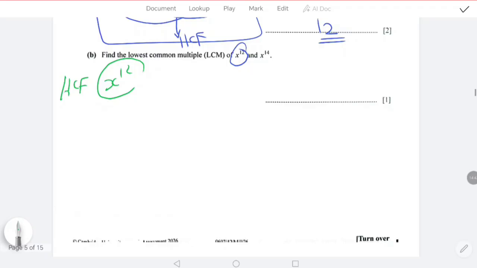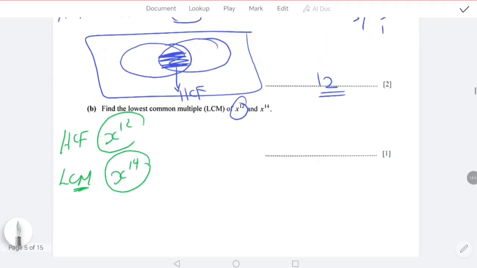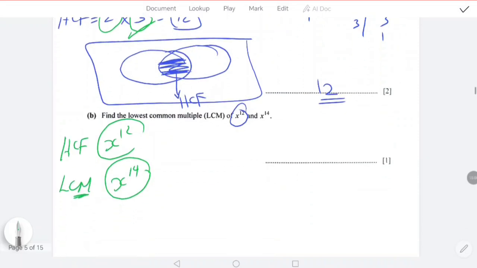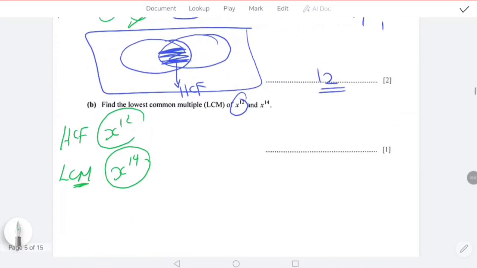Okay, but of course, if I wanted to find LCM, I will take the lowest common multiple, which is x to the power of 14. I will take the big one. Here, as I mentioned before, we take the small one between them. So 2 to the power of 2, we take the small of this one, the common between them. But here it's union. I will take the big one, so x to the power of 14. So you can say this is HCF, this is LCM.